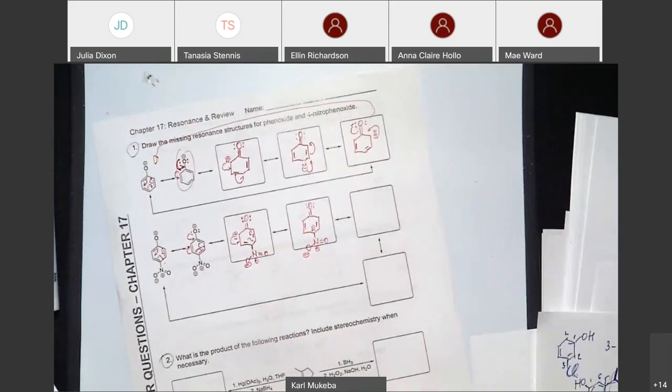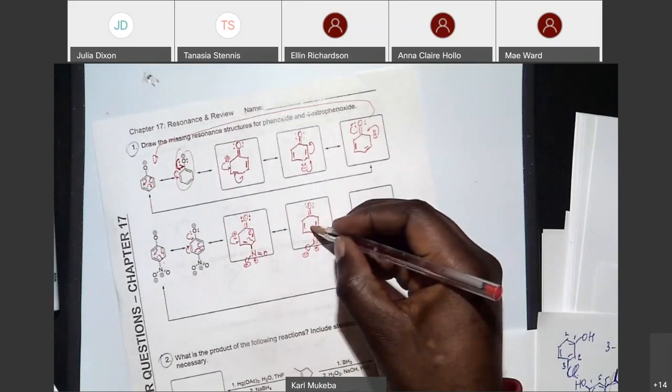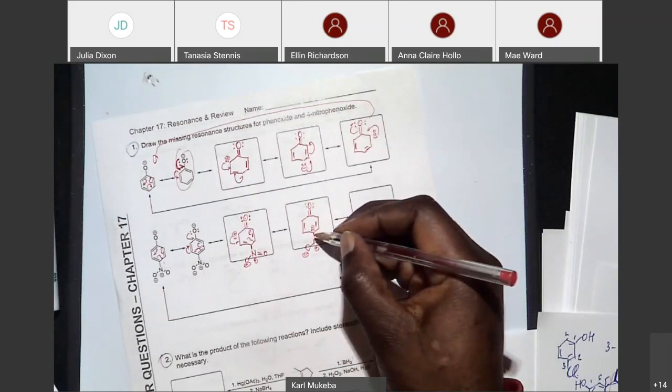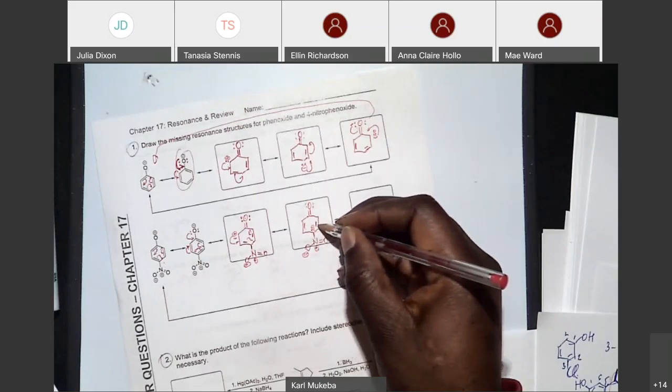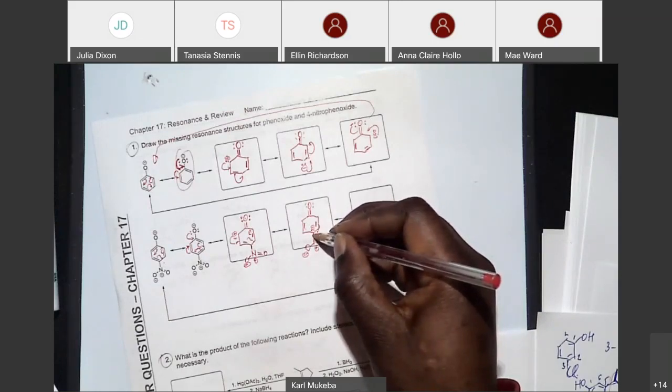And then we move this electron around again. Let's say we move this one around here. This is going that way.